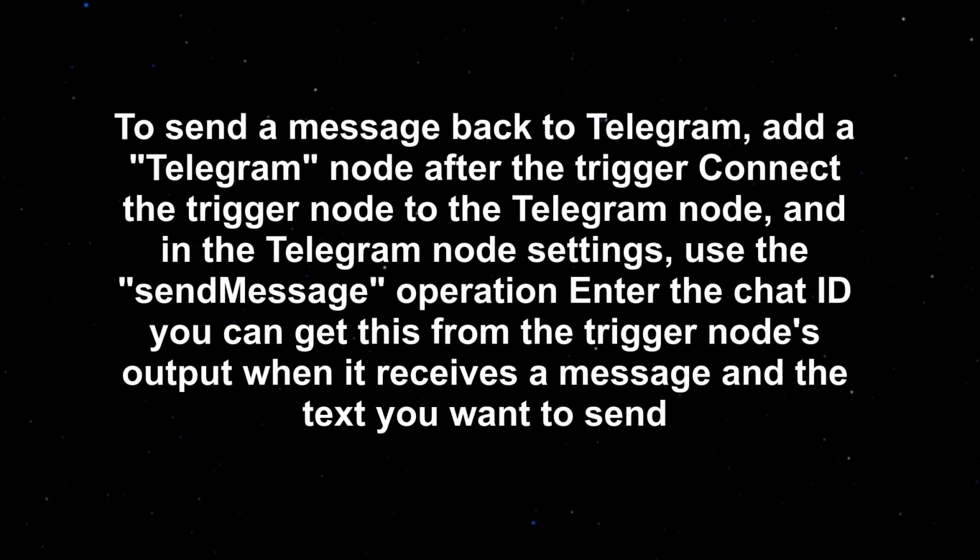To send a message back to Telegram, add a Telegram node. After the trigger, connect the trigger node to the Telegram node. And in the Telegram node settings, use the send message operation. Enter the chat ID. You can get this from the trigger node's output when it receives a message, and the text you want to send.